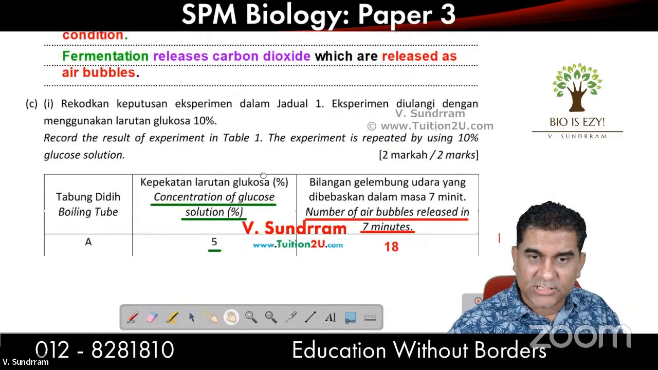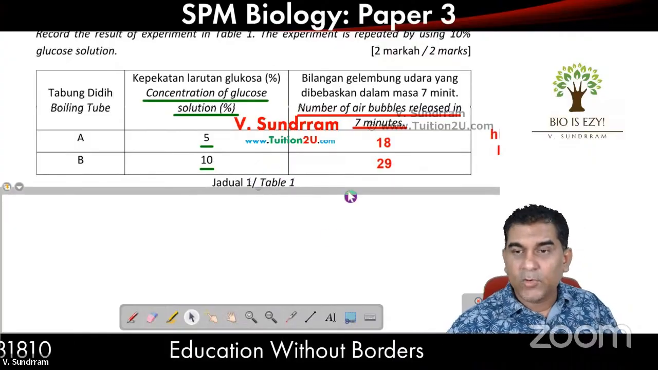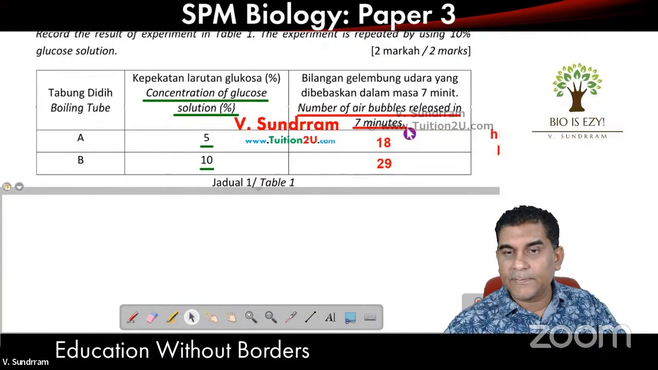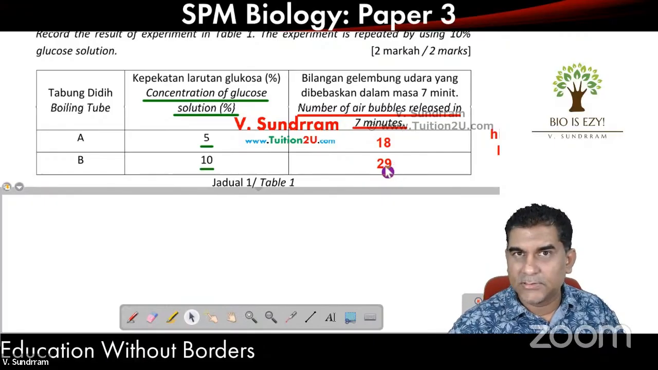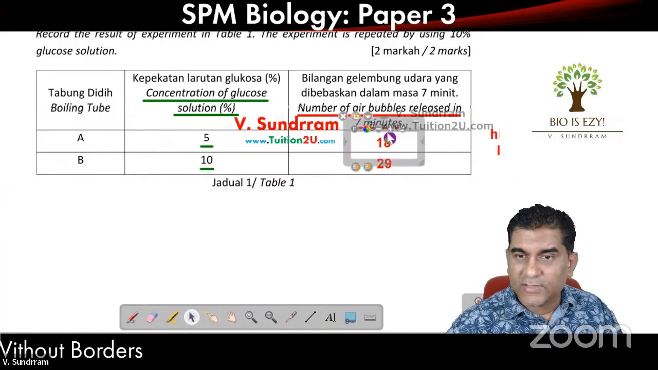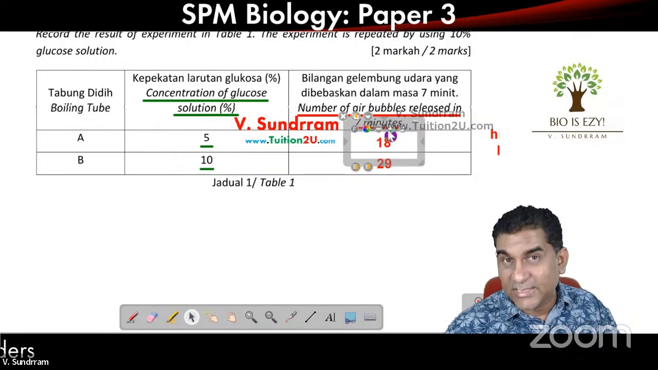So this is how the table looks like. As I mentioned, I didn't conduct the experiment. Most probably these are the numbers that you get: 18 bubbles and 29 bubbles. Once you fill in the table, take note of the decimal point because this is bubble. Because it's bubble, I don't have a decimal point.